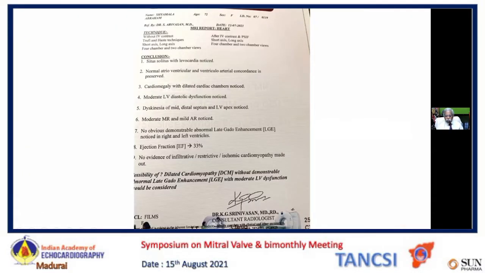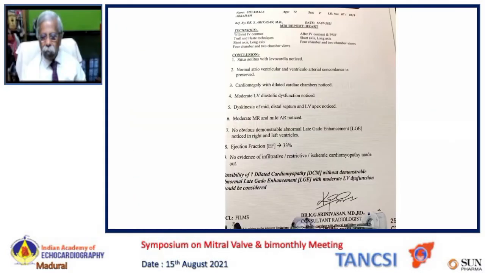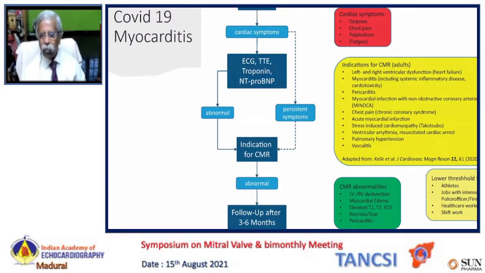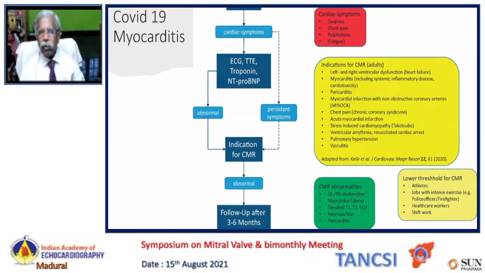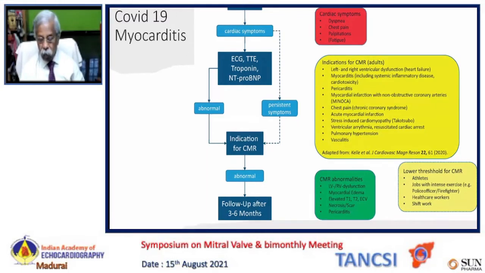And this was the CMR report: possibility of dilated cardiomyopathy without demonstrable LGE with moderate LV dysfunction. Now, in patients with COVID-19 myocarditis, once cardiac symptoms develop, you have to go in for ECG, transthoracic echo, troponin, NT-proBNP. That was markedly elevated in our case. When it is abnormal, this is an indication for CMR, which is what we have done in this case.